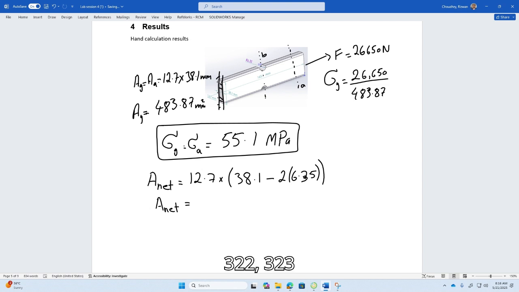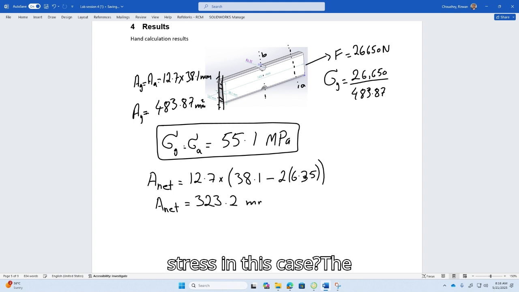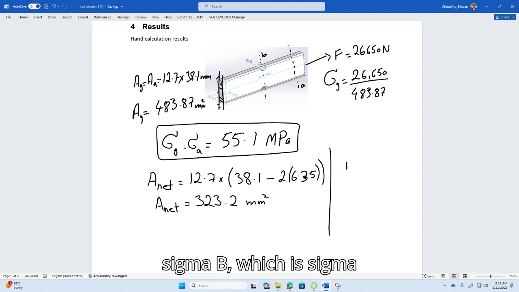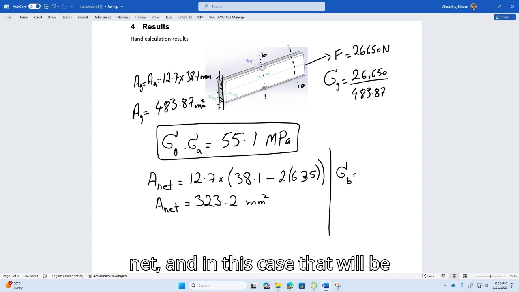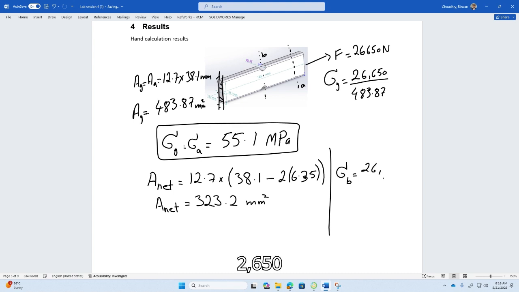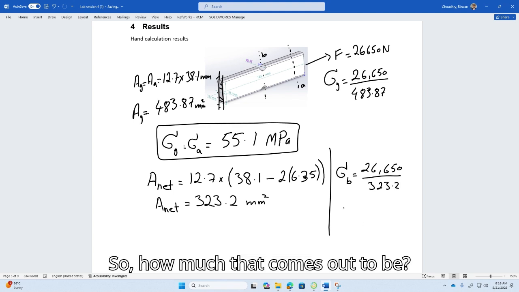322? 323 approximately? Okay, so what is then the stress in this case? The stress in this case will be sigma B, which is sigma net, and in this case that will be 26,650 divided by this 323.2. So how much that comes out to be?